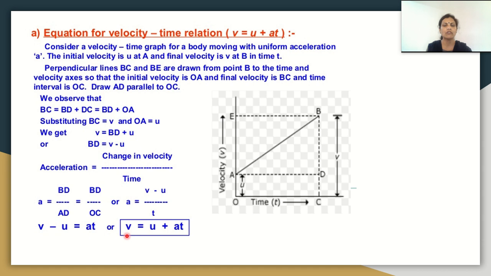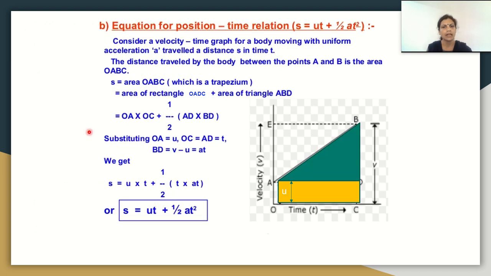So the first equation of motion is the relation between velocity and time, and it is V is equal to U plus at. Fix the equation in your mind. The moment I say first equation, this should quickly come from your side, right? Let's go to the second equation of motion.